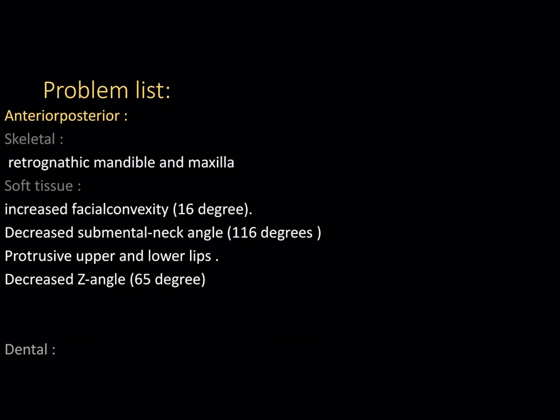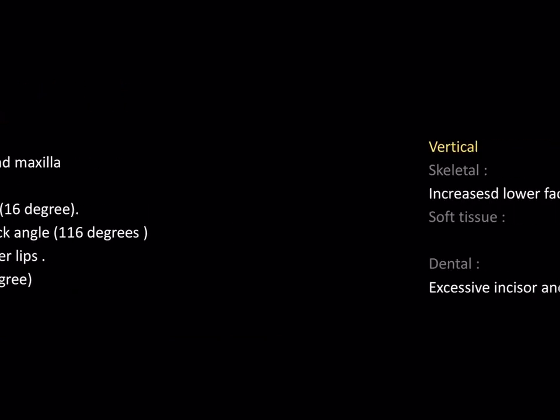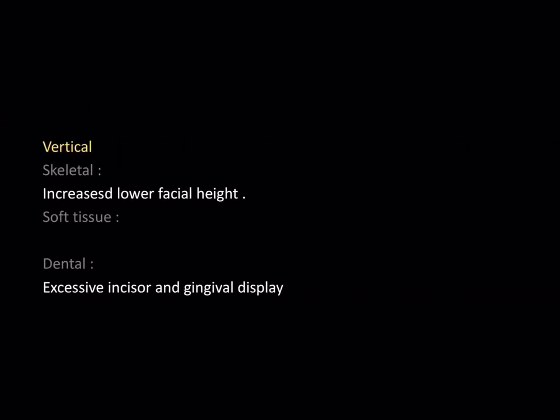The last thing is the problem list. In the anterior posterior direction, in the skeletal we have a retrognathic mandible and maxilla. In the soft tissue there is an increase in the facial convexity, a decrease in the submental neck angle, protrusive upper and lower lip, and a decrease in the Z angle. In the vertical, in the skeletal, we have an increase in lower facial height. In the dental, there is excessive incisor and gingival display.